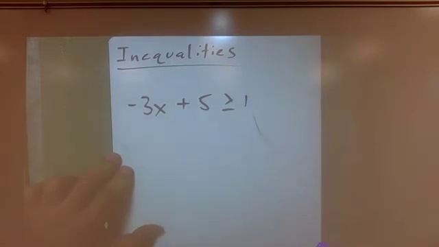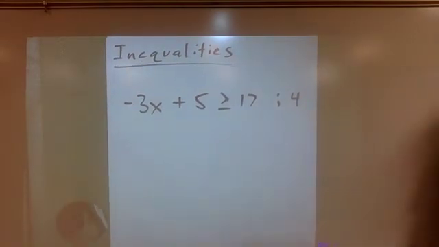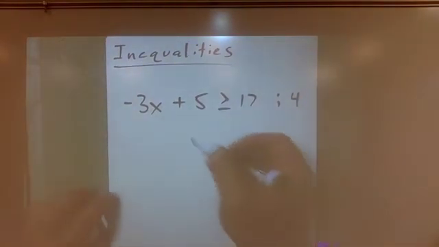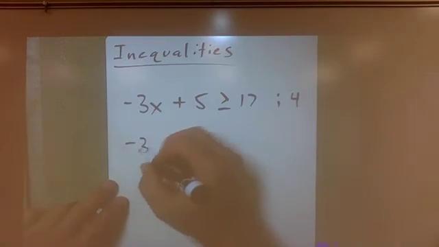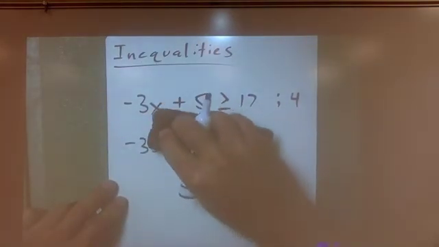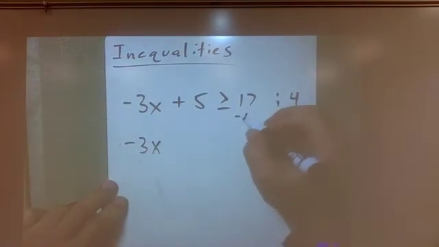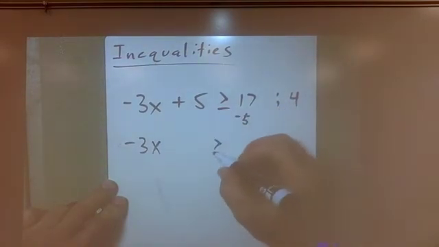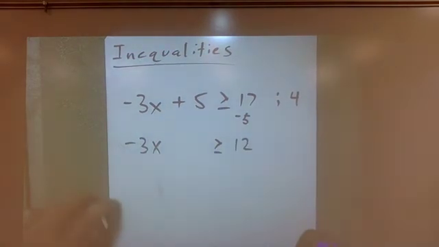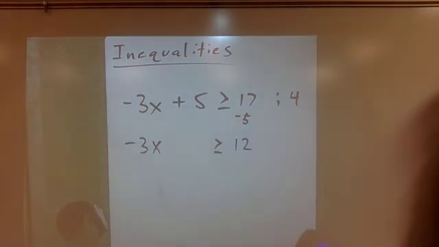I think I had 17 down there before, didn't I? Yeah, 17. And we want to know, is 4 going to work for this problem? So you solve this, just like we've been doing. You subtract 5 to the other side, and that gives you 12. So we have negative 3x is greater than or equal to 12. And then you divide by the coefficient, and the coefficient is negative 3.